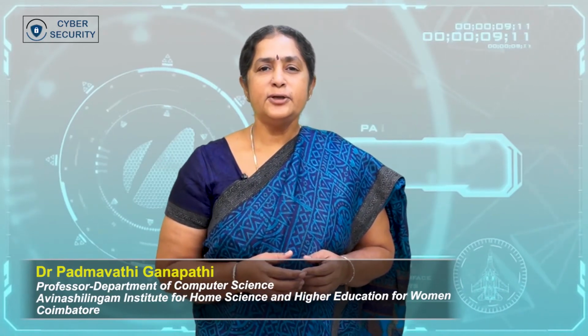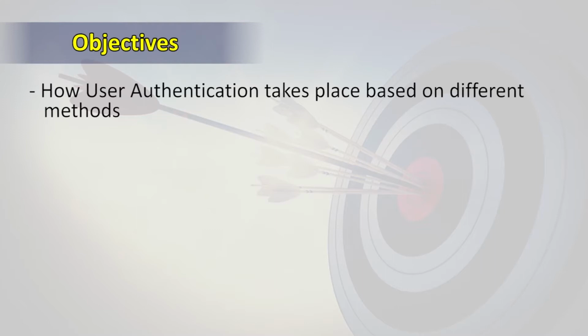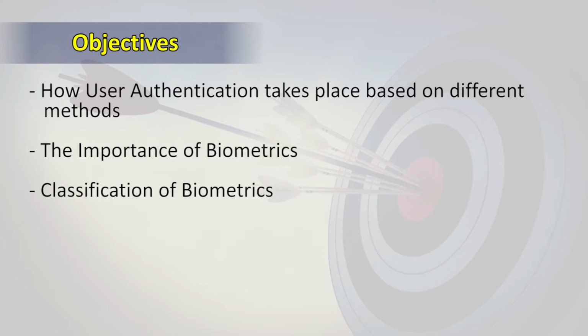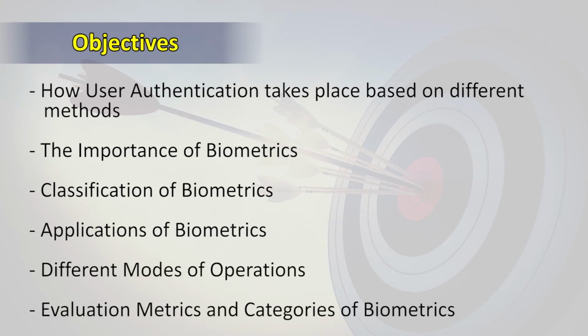During this week, we are going to discuss user authentication methods, different user authentication types, biometrics, different types of biometrics, characteristics, applications, biometric systems, their modes of operations, etc. If you look at the major objective of the course, the 4th week provides the information to the learners about the various authentication mechanisms that are available, the importance of different authentication methods, the importance of biometrics, classification of biometrics, applications of biometrics, different modes of operations, evaluation metrics, and finally the categories of biometrics.